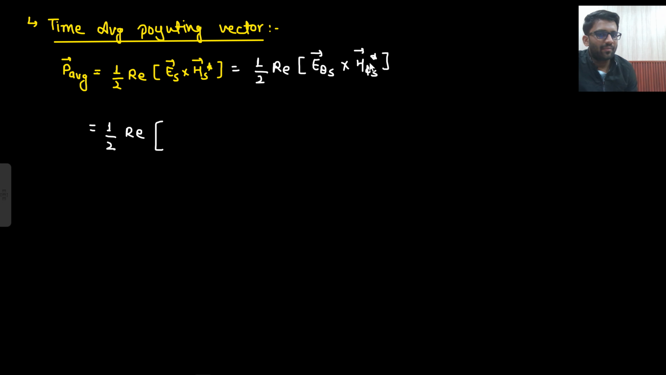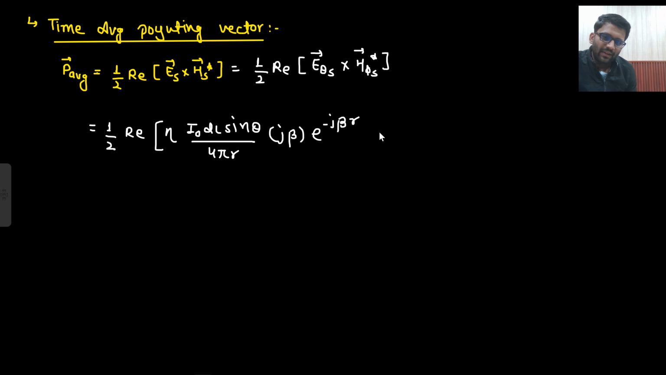Do you remember the E expression? No, we generally remember the H phi expression. So what is the E expression? Eta into I naught dl sin theta upon 4 pi r into j beta into e to the power minus j beta r a theta cap. Say yes or no? Will you be able to remember this? It is not that tough. I dl sin theta upon 4 pi r. This j beta you can forget.